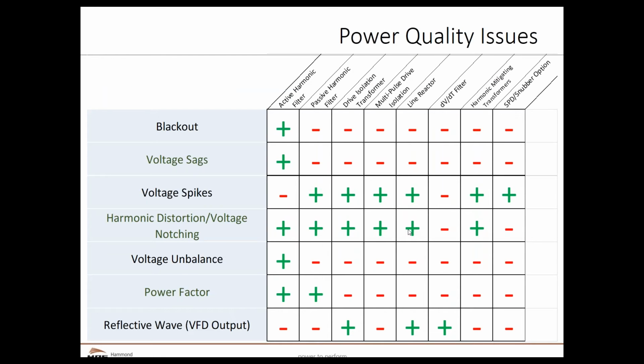IEEE defines several main power quality issues, including blackouts, voltage sags, voltage spikes, harmonic distortion and voltage notching, voltage unbalance, and power factor. There's also a reflective wave issue, but this affects the output of a VFD to the motor and not the power system. There are numerous products to address these power quality issues, such as active and passive harmonic filters, line and load reactors for VFDs, drive isolation transformers, and dV/dt filters.